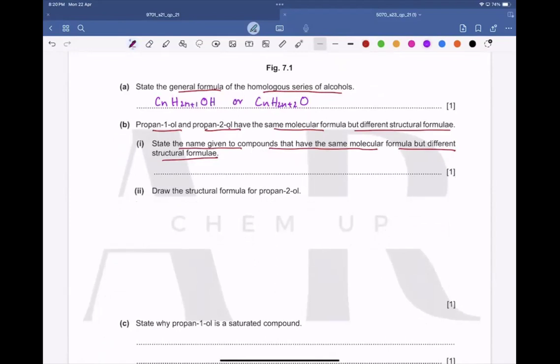Very good, Rahim. So these compounds are called isomers. Now, draw the structural formula of propan-2-ol. See, they have clearly mentioned that you have to draw the structural formula, right?